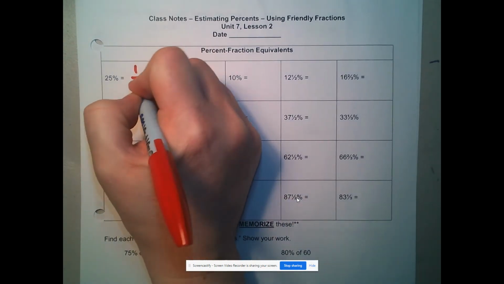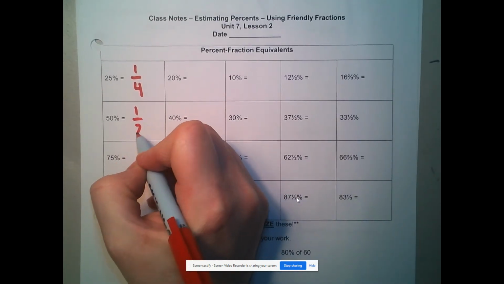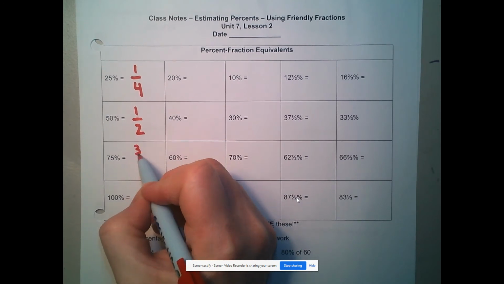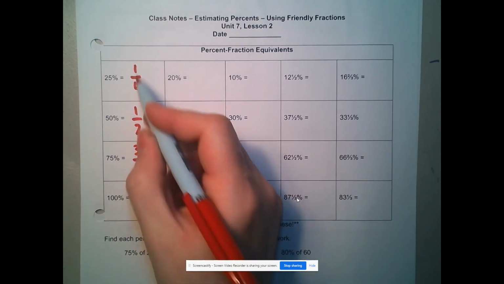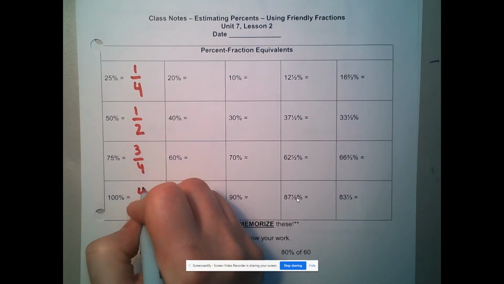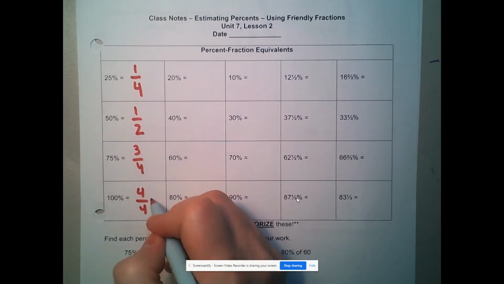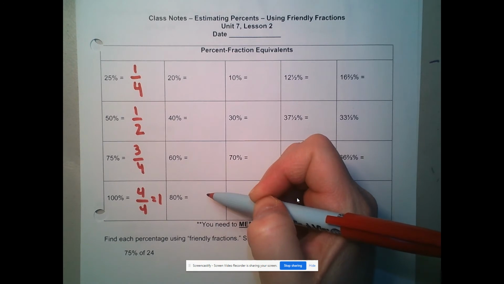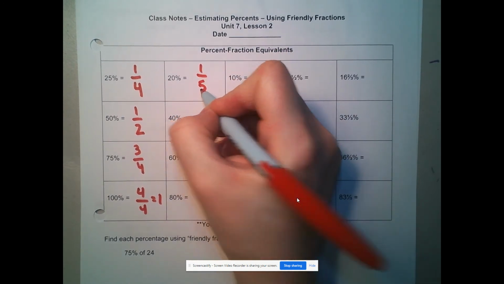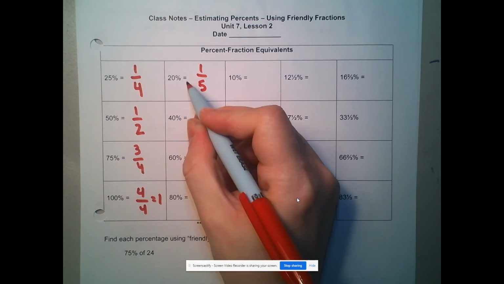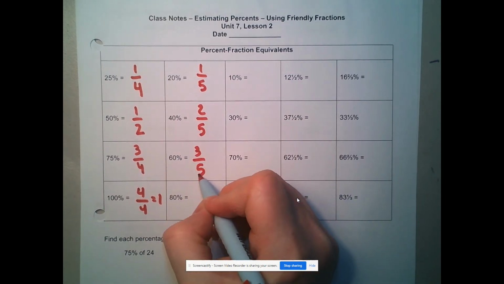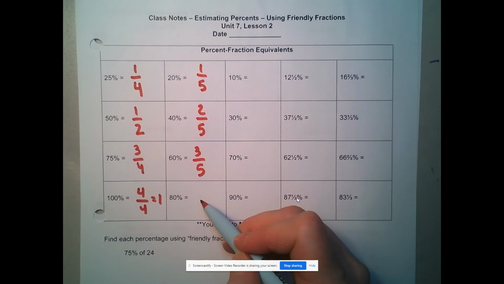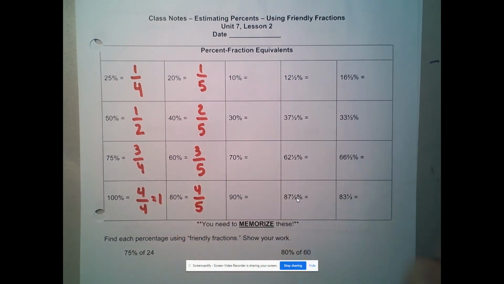So 25%, 1/4. If I go down 50%, that's your 2/4 or 1/2. 75%, that's your 3/4. 100%, if we were following the pattern here, would be 4/4. But you could pick any fraction that's worth 1. The 20, 40, 60, 80: 20 goes into 100 exactly 5 times, so it's 1/5. If we double that, 2/5. If we took the original and we tripled it, 3/5. If we went back to the original 20% and we did times 4, it would be 4/5.